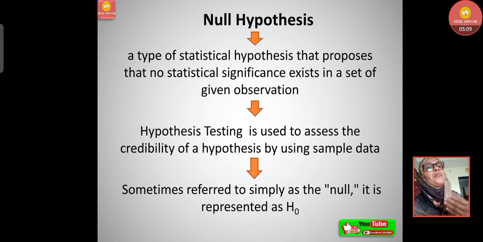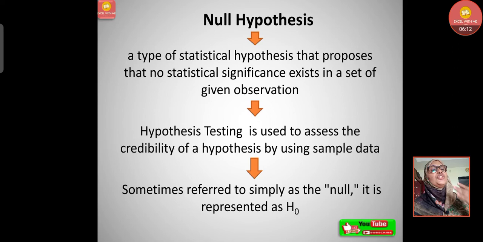So, the null hypothesis is a type of statistical hypothesis that proposes that no statistical significance exists in a set of given observations. Let me explain with one example here. If I have taken the problem to understand the effect of emotional intelligence on academic achievement, what could be my null hypothesis here? There will be no significant difference in the emotional intelligence of secondary school students. There will be no significant difference in the academic achievement of secondary school students. There is no significant relationship between emotional intelligence and academic achievement of secondary school students. I can create those null hypotheses.